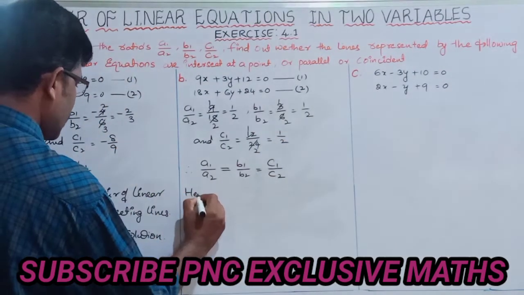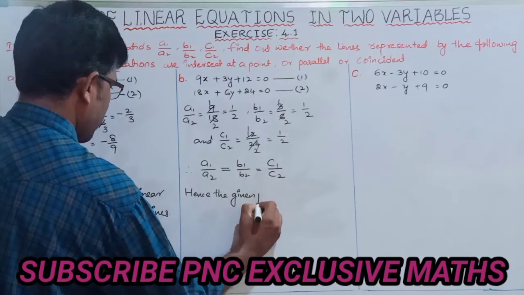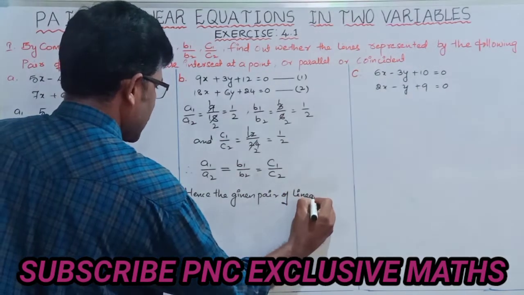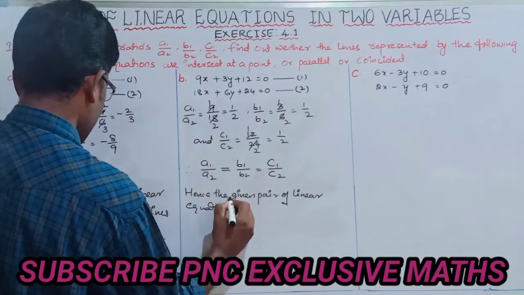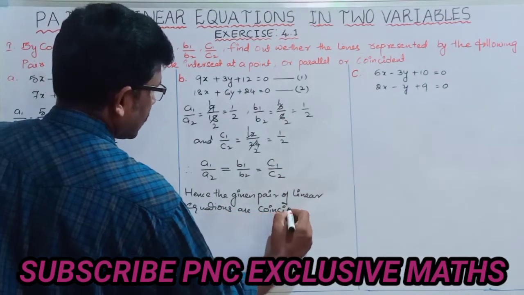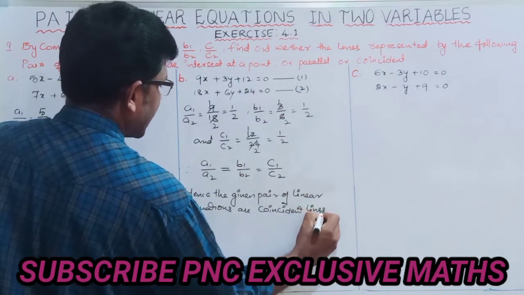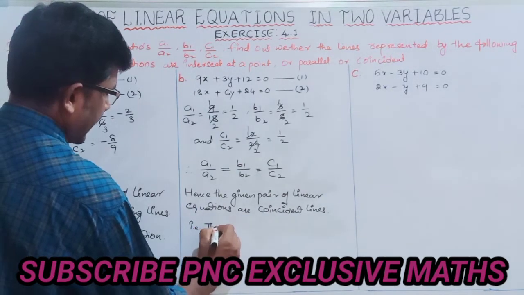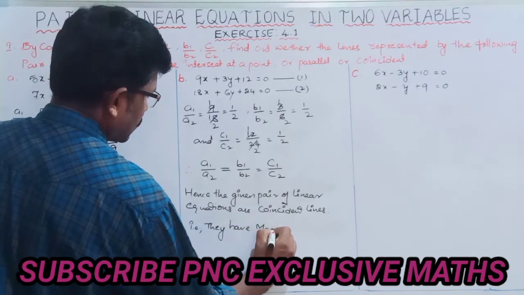Hence, the given pair of linear equations are coincident lines. That is, they have many solutions.